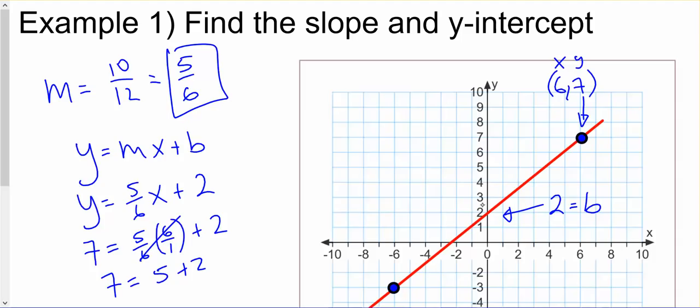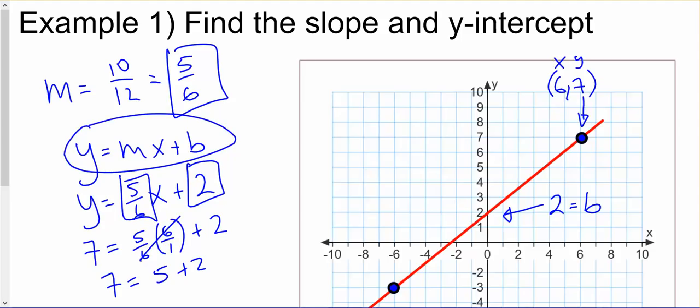So any point on this line, if we plugged it in for x and y using our slope and our y-intercept, it would work out. The equation would be correct. It would work itself out.